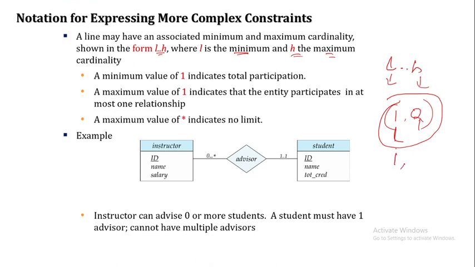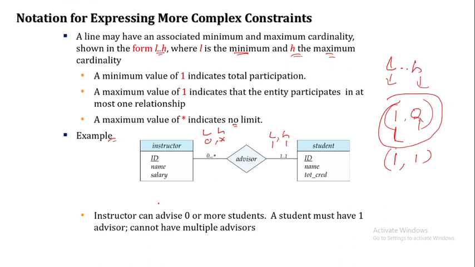So if I write 1 comma 1, we'll take an example over here. You see an example here. Okay, now a maximum of star indicates no limit, meaning there can be as many participations in the relationship as possible. Let's take an example. Here on the instructor side you have seen 0 comma star. Okay, 0 at the lower end and star at the higher end. This is L and H.